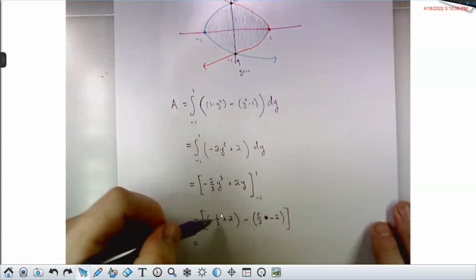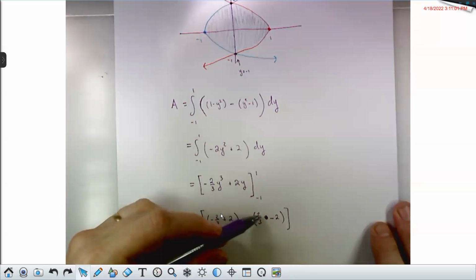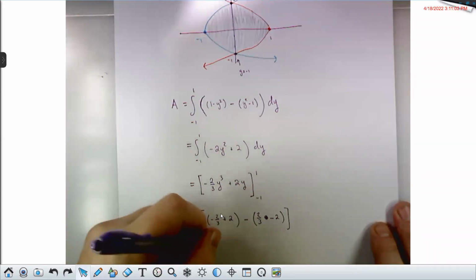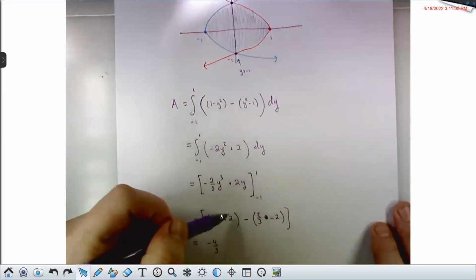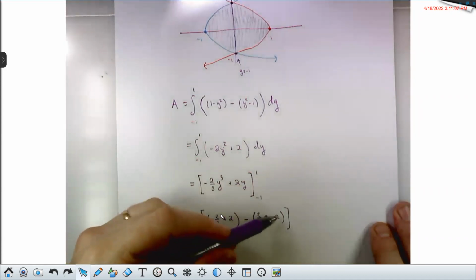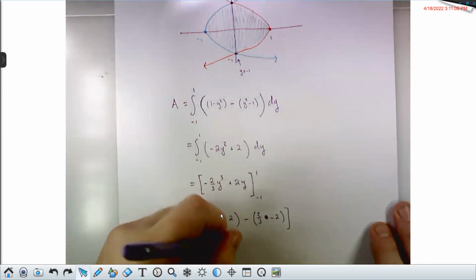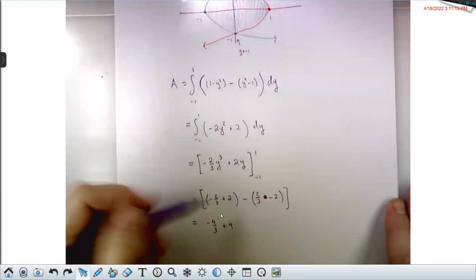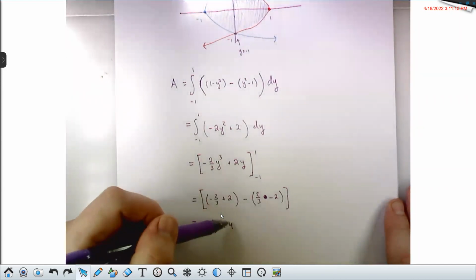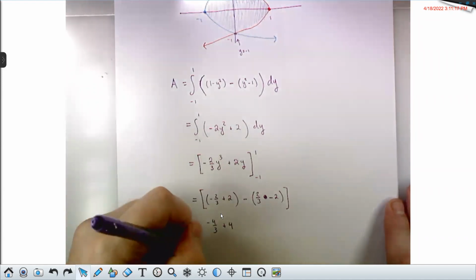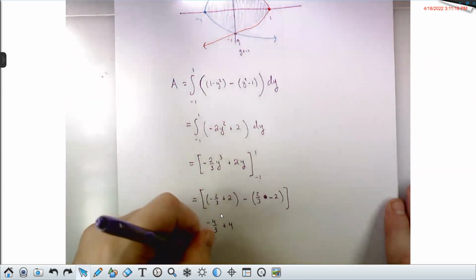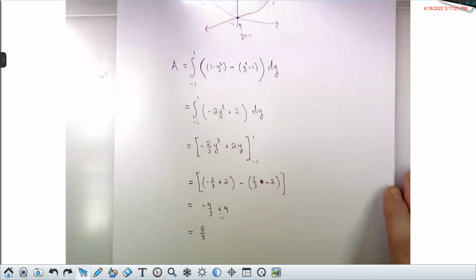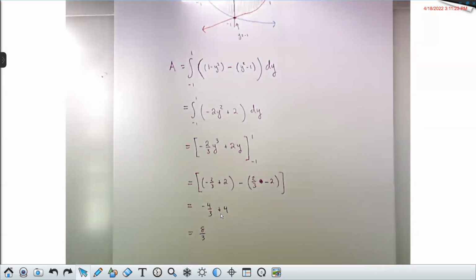So what do I have all together here? I've got -2/3 minus 2/3, that's -4/3. And then +2 minus -2 is +4. And you could write this as a single ratio. 4 is 12/3, so 12/3 minus 4/3 is 8/3. And that's our boy.